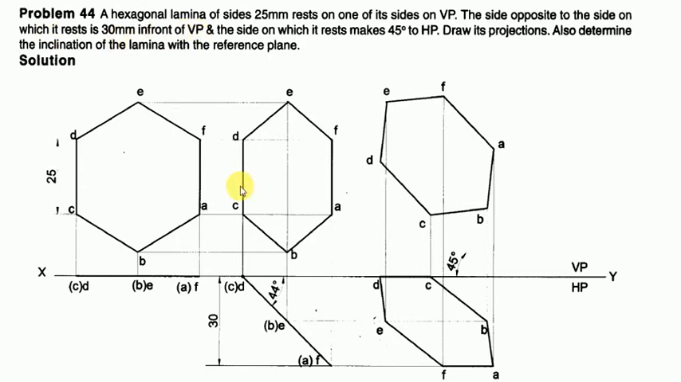The side which is opposite to the side on which it rests is 30 mm in front of VP. The side which is opposite to this side is 30 mm in front of VP, and that side is inclined at an angle of 45 degrees with HP. Now this problem I would like to solve. It is resting on HP.